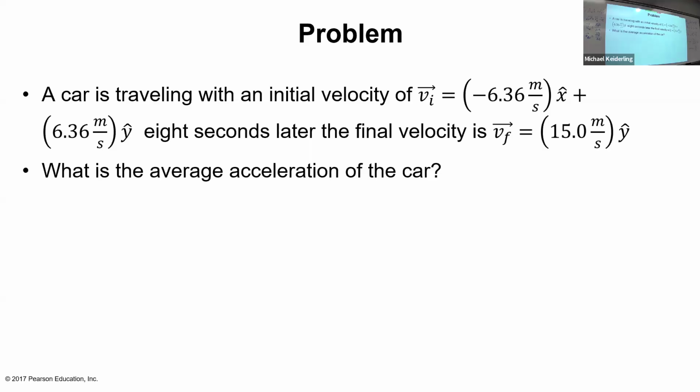This formula for average acceleration is change in velocity over time. So final velocity minus initial velocity over time. Okay. This one, delta V, is going to be final minus initial.